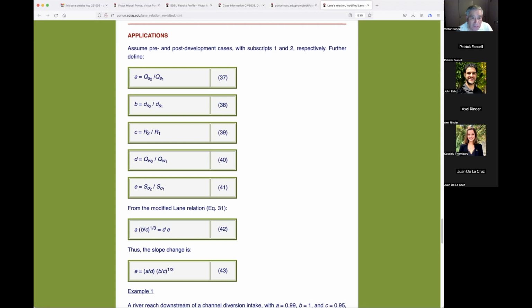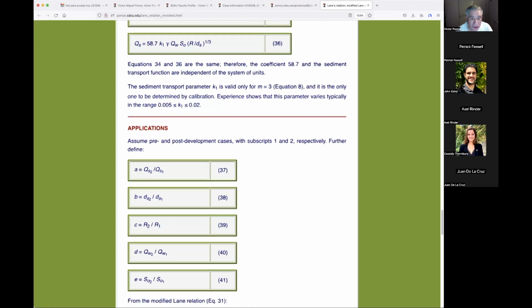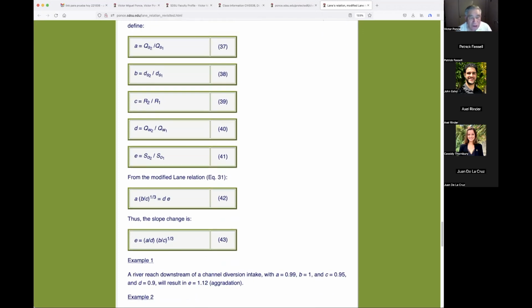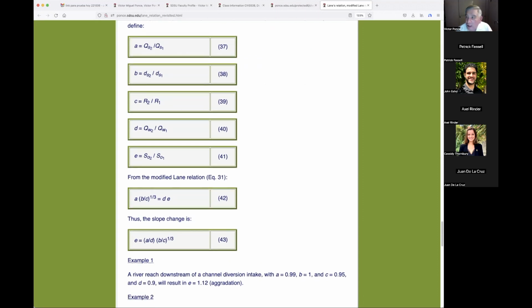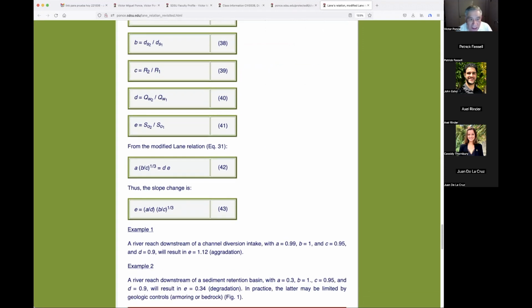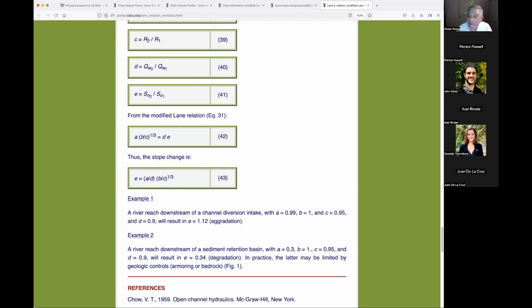Okay, assume pre and post development conditions, then we're going to have A, which is the ratio of discharges, post over pre. B is the ratio of diameters. C is the ratio of hydraulic radiuses. You can see where we're headed. D is the ratio of water discharges, and E is the ratio of slopes. And when you put those three equations together and you take the ratios, you end up with equation 42. How simple could it get? Once you know 4, you can find the 5th one. Don't attempt to know 3 and find the other 2 because it cannot happen. You have to have 4 and find the 5th one.